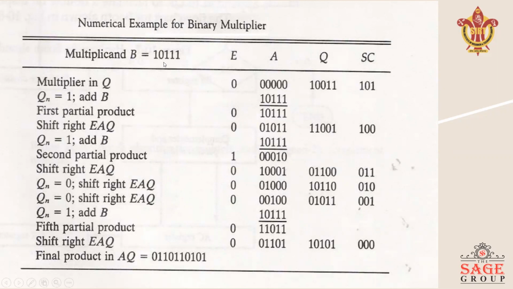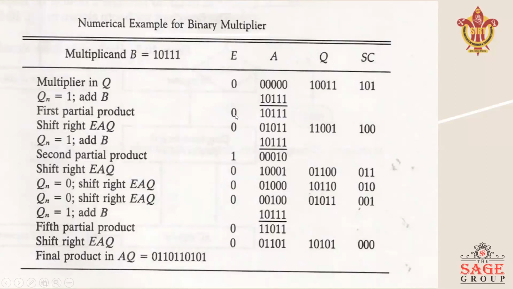Here we have multiplicand B 10111 in register B, and multiplier 10011 in the Q register. In the first stage, we have initialized E and A as 0, and the sequence counter by the length of the Q register, which includes the sign bit. So it is a 6-bit Q register, but n-1 will be 5. So in the first step, we will check the last bit, the rightmost bit of the Q register, which is 1. So we will add the multiplicand, the value of B, here.